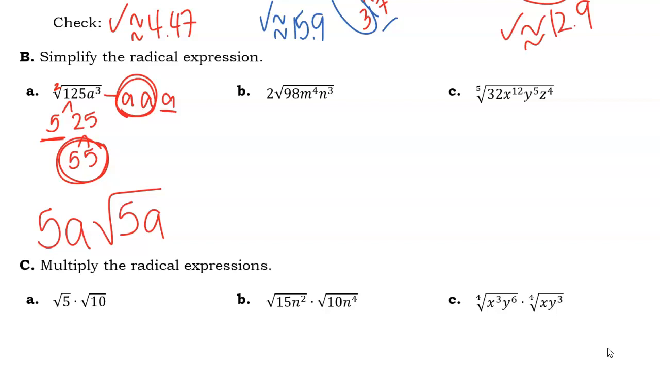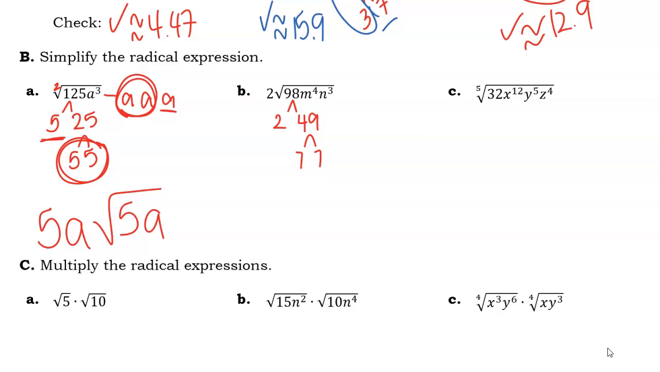We're going to break down our 98. I know that is 2 and 49. If you're not good with your factors, remember, try dividing: 98 divided by 2, 98 divided by 3, 98 divided by 5. Divide by your common prime numbers. And I know 49 is 7 and 7. So I have all my primes now.